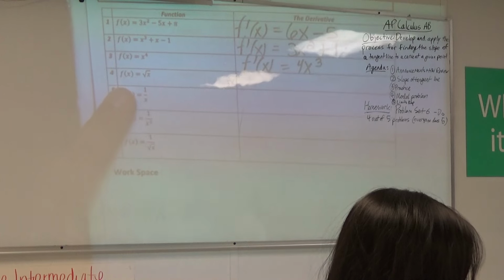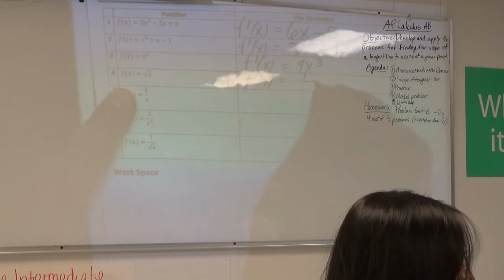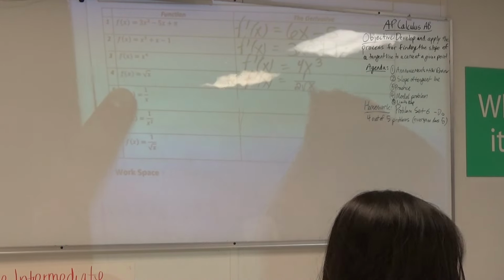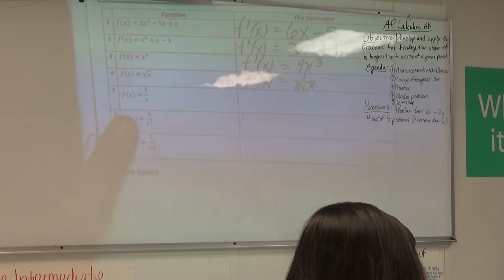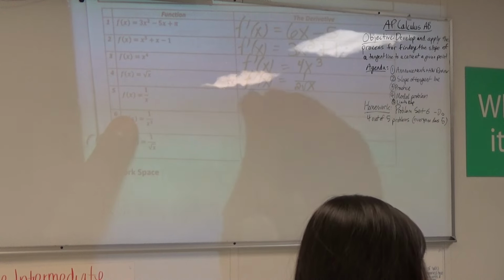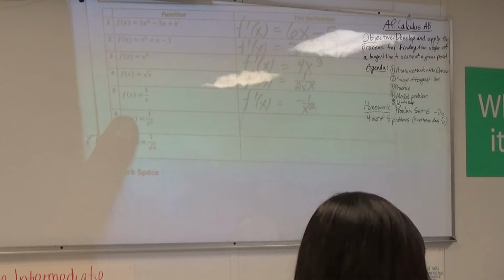Number 4, who had square root of x? What'd you get? 1 over 2 root x. 1 over 2 root x. Indeed, I agree. Who had number 5? 1 over x. Yes, ma'am. Negative 1 over x squared. Negative 1 over x squared.